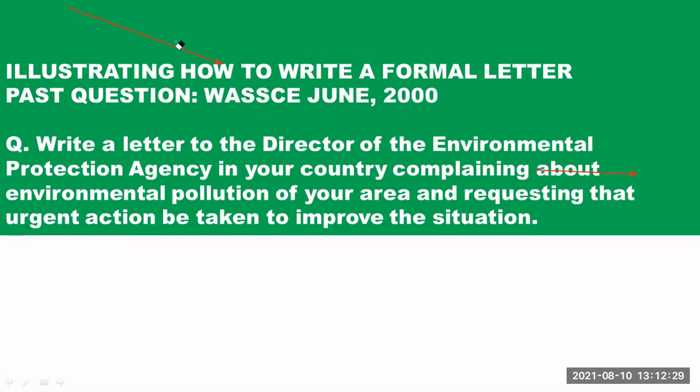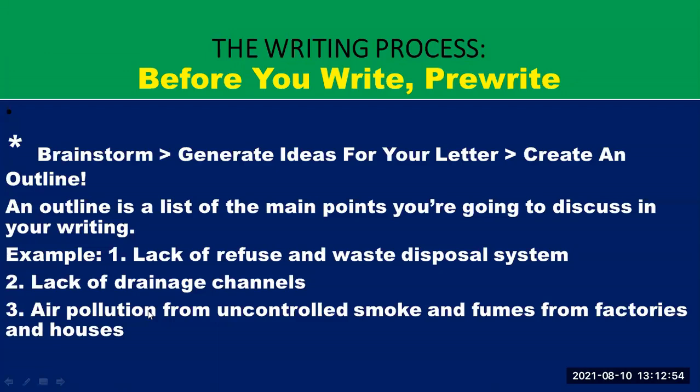So our outline will be based on what we have been asked to write. And what we are asked to write here is, one, complaining about the environmental pollution, which means you have to mention the problem, and then requesting that urgent action be taken to improve the situation. So you will jot down the points, and we can see some points that we have jotted down here.